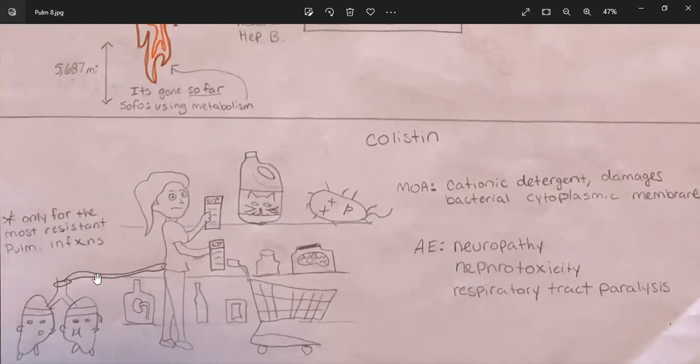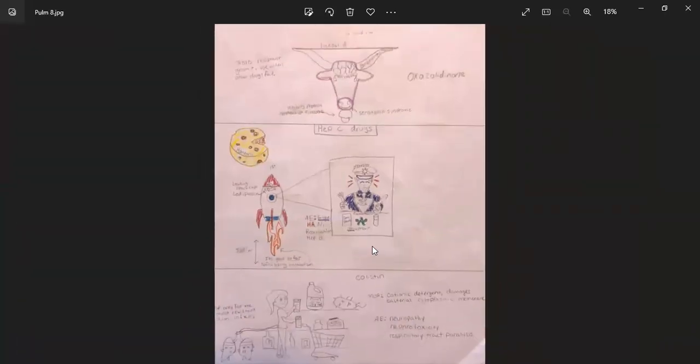And to show that her lungs were being very resistant today, they're like, please don't make us go grocery shopping. And so she's got them on a leash and she is just dragging them along because they're being very resistant. Adverse effects are neuropathy. So we have a brain in a jar, nephrotoxicity. So we have a kidney in a jar. And then respiratory tract paralysis. Again, her lungs here, they're paralyzed. They're like, no, don't make us. And so that's why she's dragging them along on a leash. So that is all of our antibiotics for respiratory infections.